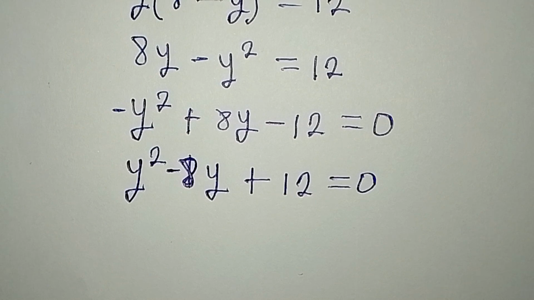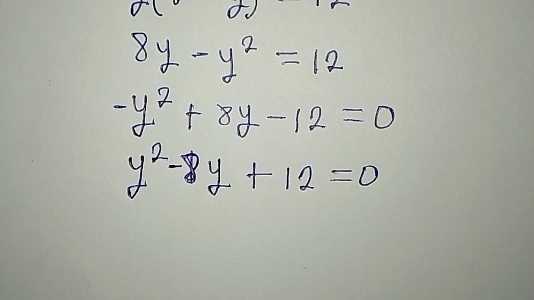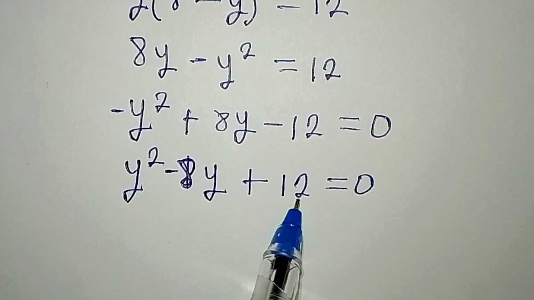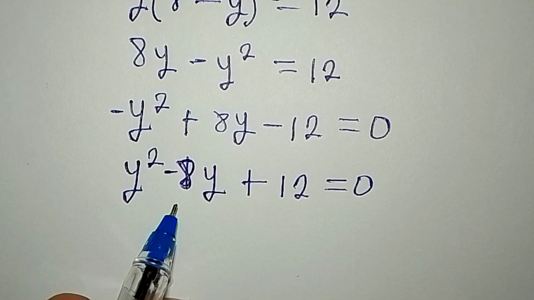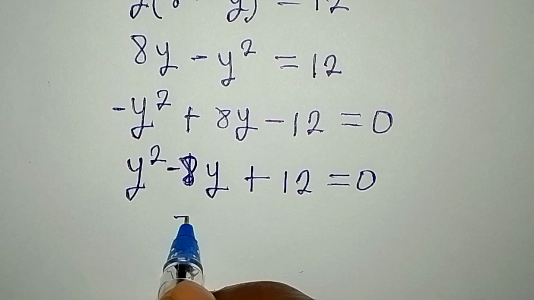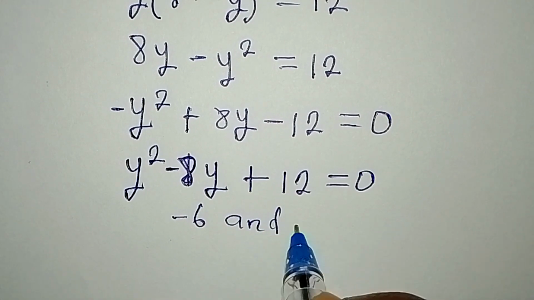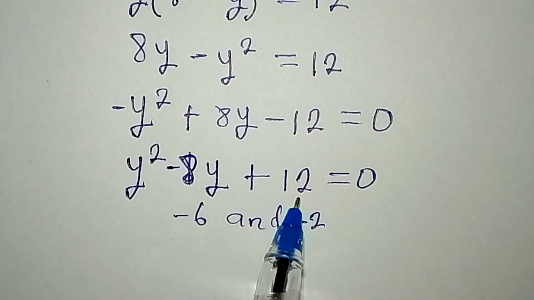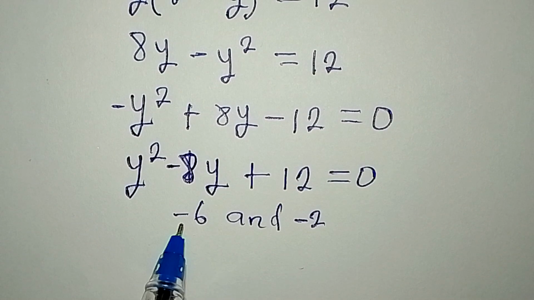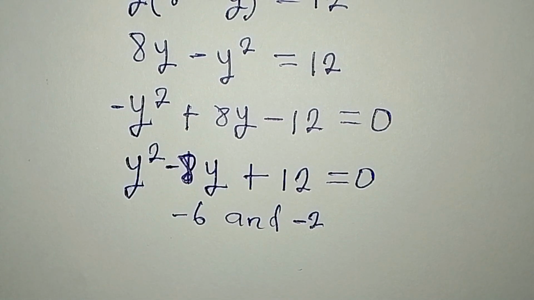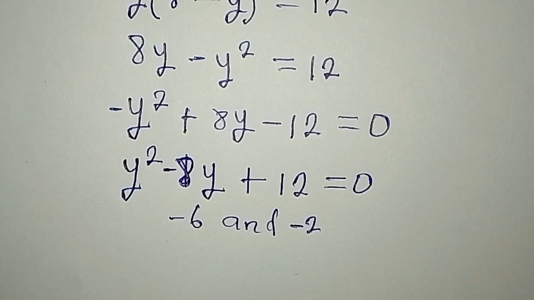Now we have a quadratic equation, and then we can decide how best to solve it. So what are the two numbers that multiply to get 12 and add together to get minus 8? That is if we want to factorize. Let's look at minus 6 and minus 2. Minus 6 times minus 2 will give us positive 12. That is correct. Then minus 6 plus minus 2 will give us minus 8. So that means we can factorize using these two as factors.